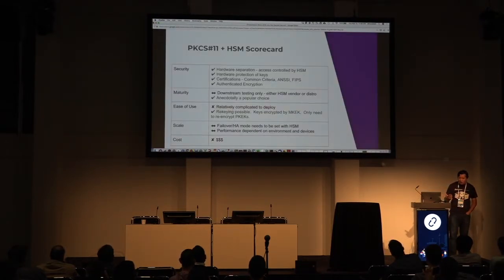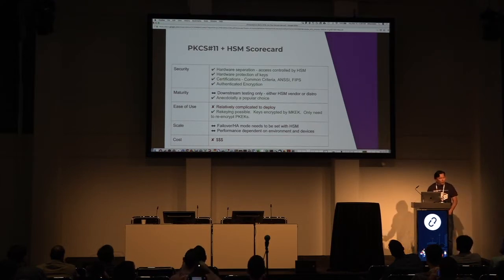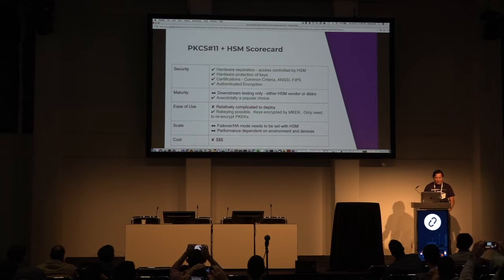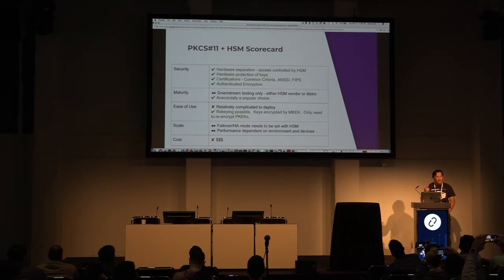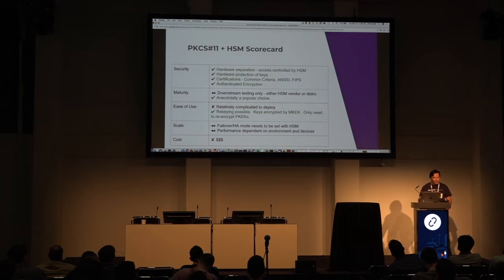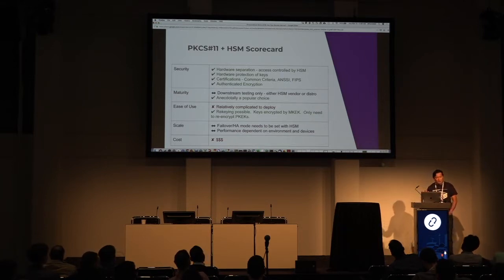Well, your security is great because you do have hardware separation. An HSM is a device that is specifically engineered to be tamper-proof and provide good security, to provide good entropy, and so on and so forth. The idea is that once your key's in the HSM, it doesn't come out.